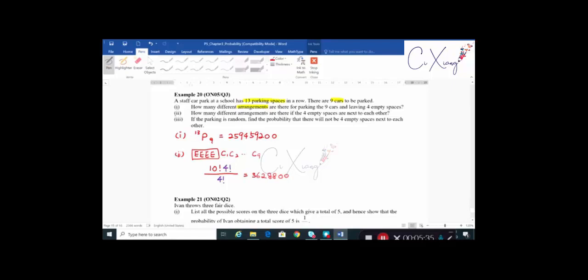Now we go to part number 3. If the parking is random, find the probability that there will not be 4 empty spaces next to each other. Maybe this question looks a bit complicated, but just take note of the question first. Maybe you think about cancelling off the word not. If you cancel off the word not, that means there will be 4 empty spaces next to each other. So what is the probability of having 4 empty spaces next to each other? Generally, it is the answer that we got just now. 4 empty spaces next to each other is this one, which is with restriction divided by the total without restriction.